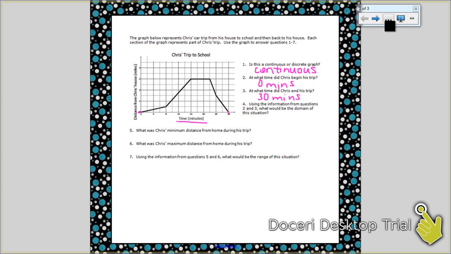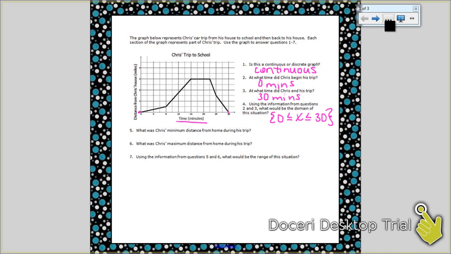So using that information from questions 2 and 3, we want to find the domain. Well, the domain, remember, is the x values that a graph covers, and so from the left to the right, this graph goes from 0 to 30. So the domain for this situation would be from 0 to 30, because he started at 0 minutes and ended at 30 minutes. And so what that tells us is that Chris's trip took 30 minutes total, and he covered every value in between there.